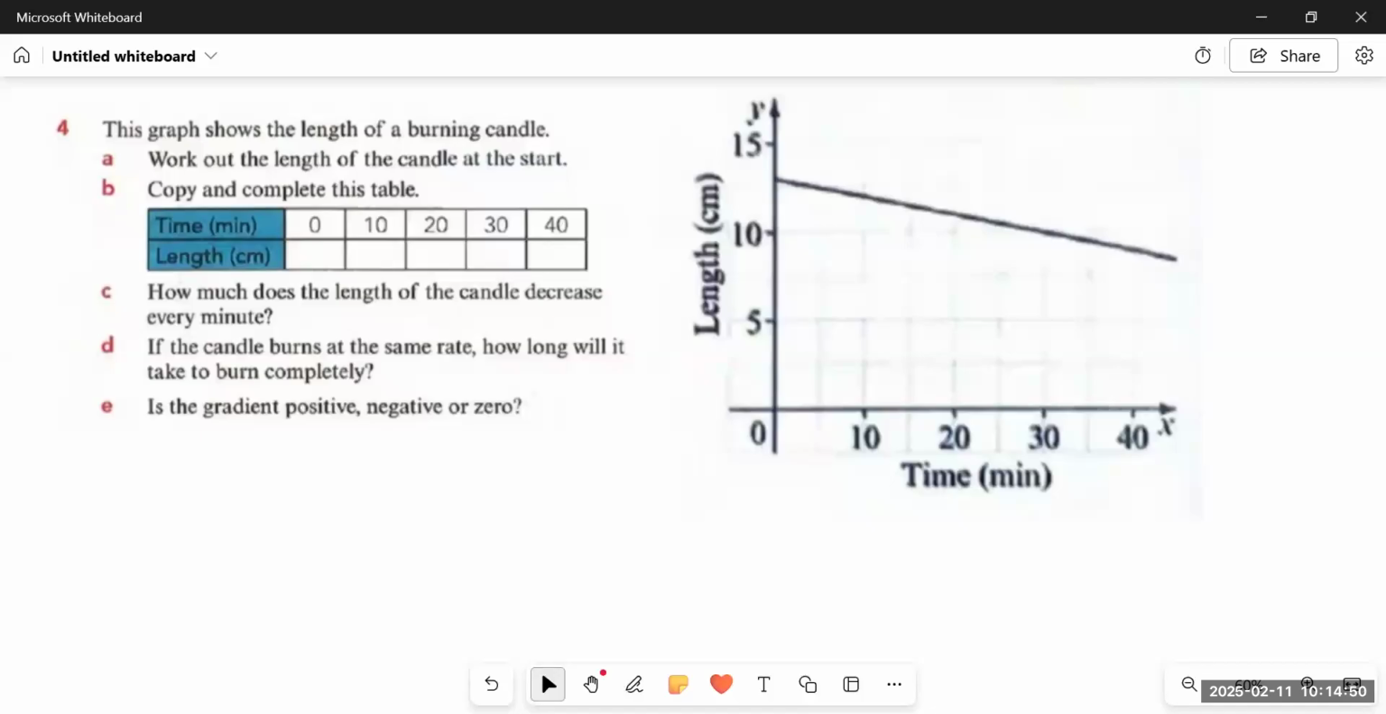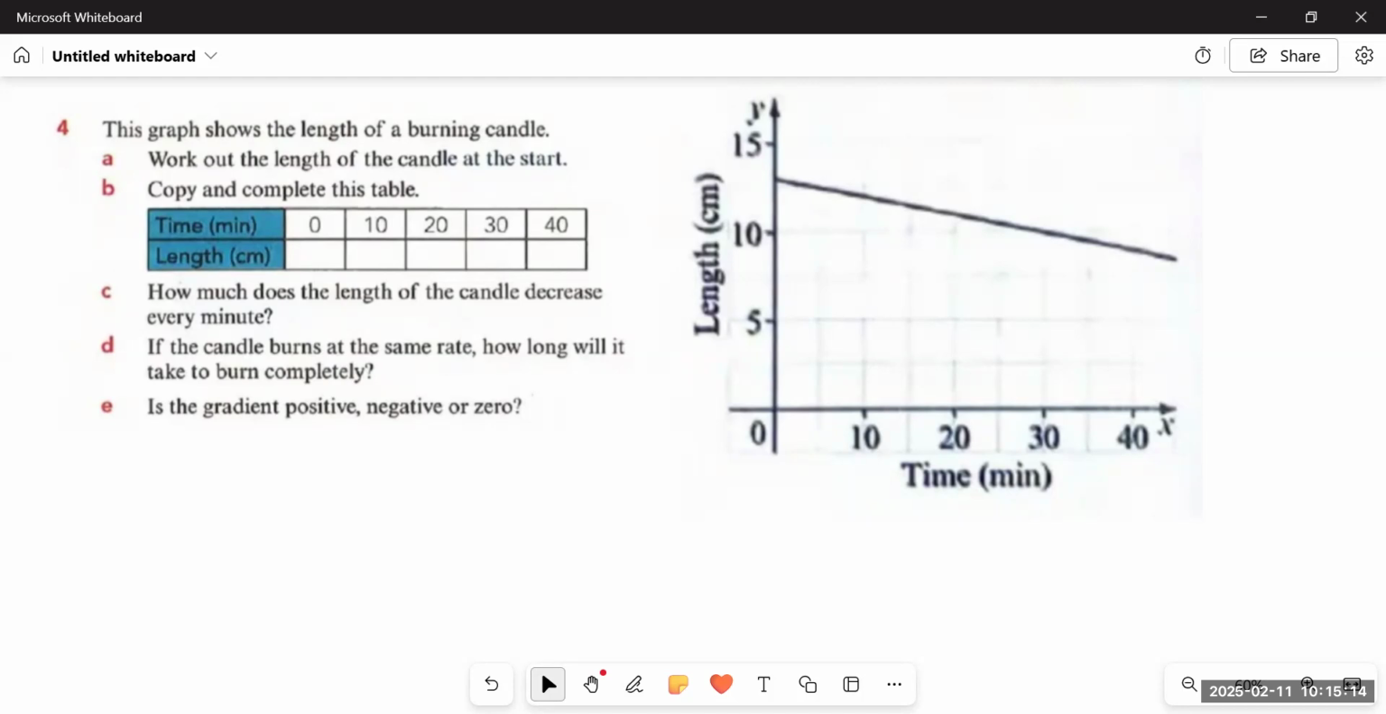Okay, next we are provided with question number 4, in which the graph shows the length of a burning candle. As you can see, the line is going down. It means it shows a negative gradient. And again, the time is given on the x-axis and the quantity is the length of the burning candle. Since the candle is burning, the length of the candle is reducing slowly.